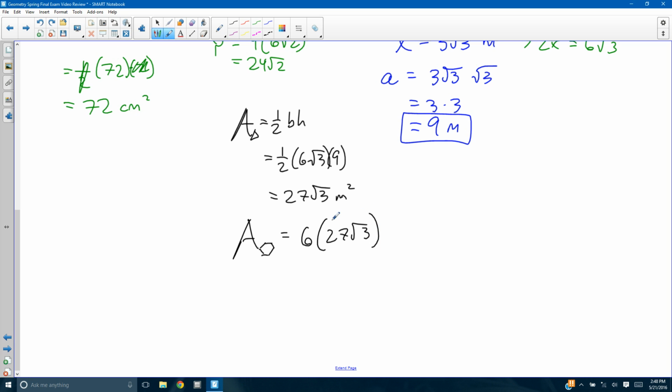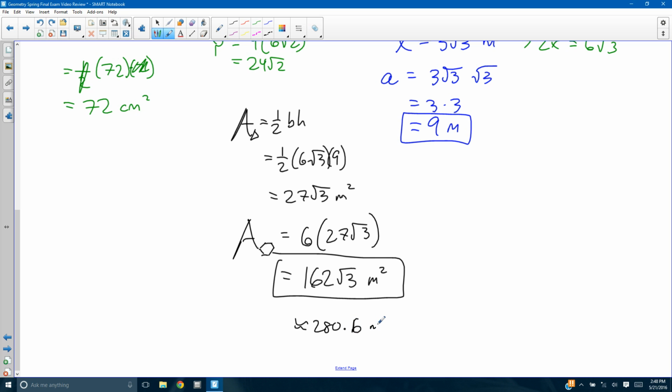6 times 27, I think, is 162. It's 162 root 3 square meters. And that's your final answer. They did ask you to leave it in simplest radical form, so there it is. If for whatever reason you decided instead to round to the nearest tenth, like I'm going to right now, it would be about 280.6 square meters, like that.